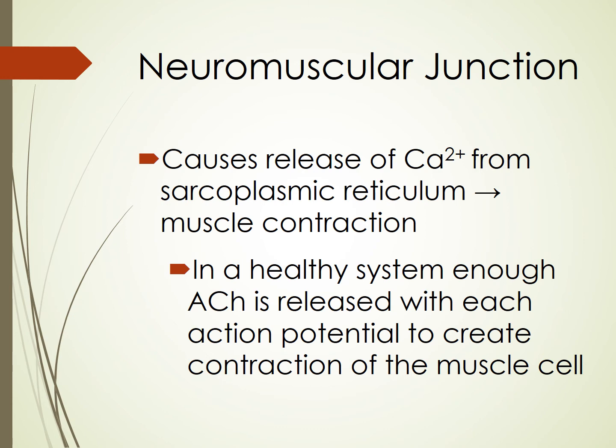You may have learned in your undergraduate anatomy and physiology how a muscle contracts, with the binding of actin and myosin proteins creating a shortening of the muscle. We're not going to review that entire process, but just a reminder that when acetylcholine is released at the neuromuscular junction and binds to its receptors on the muscle membrane, the end result is to cause a release of calcium from the sarcoplasmic reticulum into the cytoplasm of the muscle cell. And that triggers the entire process leading to muscle contraction. In a healthy system, there is always enough acetylcholine released with every action potential in order to create contraction of the muscle cell.